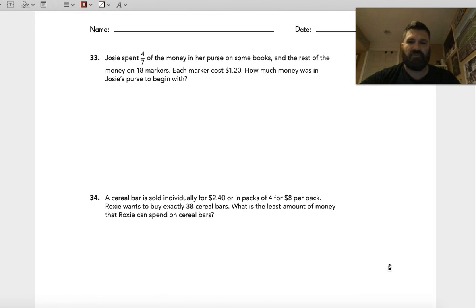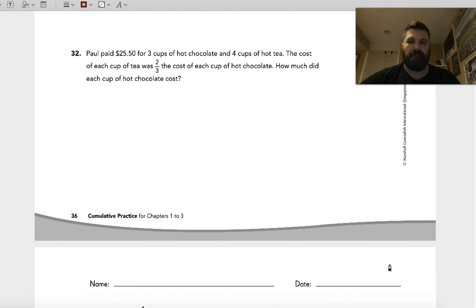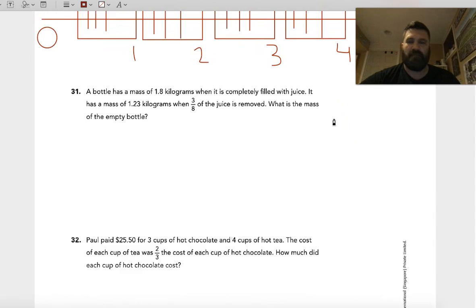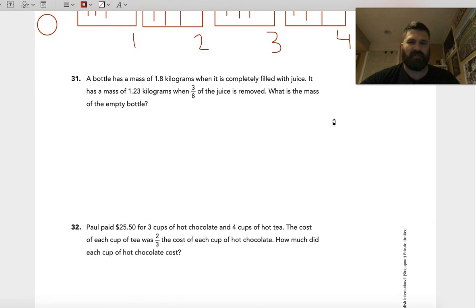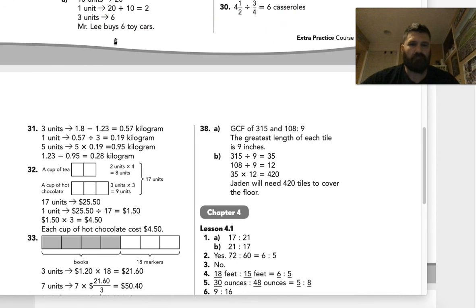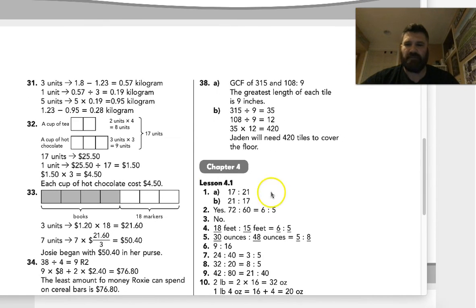Why don't you pause? I will do a couple of them, and then you try to do a couple of these on your own. If you're stuck, you can go ahead and keep going. Here are the answers if you want to pause and look at them real quick. I do like the word problems on these because they tell you how to do it. On 31, you get your 3 units, 1 unit, 5 units. It tells you what it is per kilogram, and kind of how to solve it.